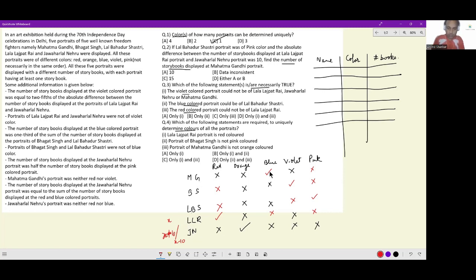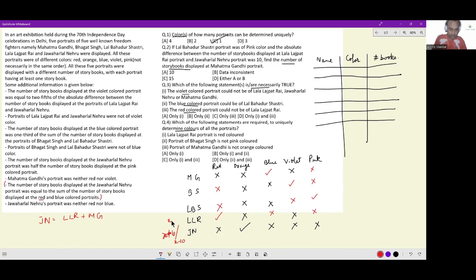Now, the Mahatma Gandhi portrait is the blue portrait. This point is relevant here. The number of storybooks displayed at the Jawaharlal Nehru portrait was equal to the sum of number of storybooks displayed at the red and blue colored portraits. Who has the red colored portrait? Lala Lajpat Rai. Who has the blue colored portrait? Mahatma Gandhi. So, the number of books for Jawaharlal Nehru has to be equal to number of books for Lala Lajpat Rai plus Mahatma Gandhi books.